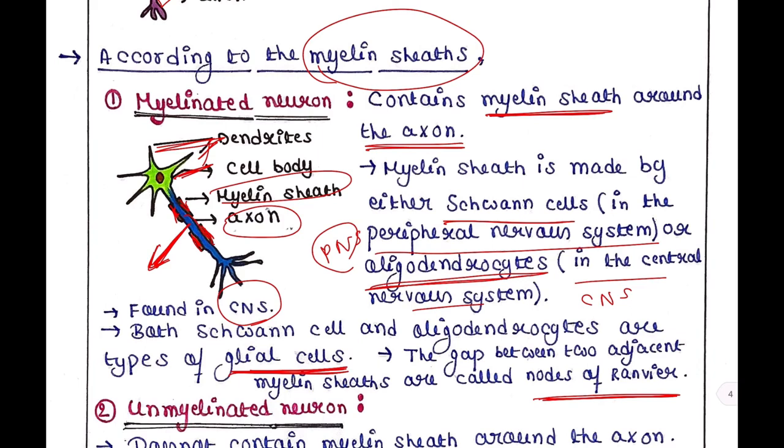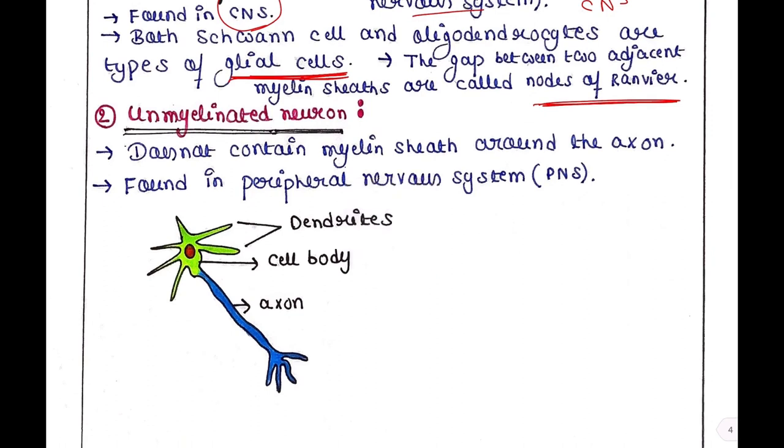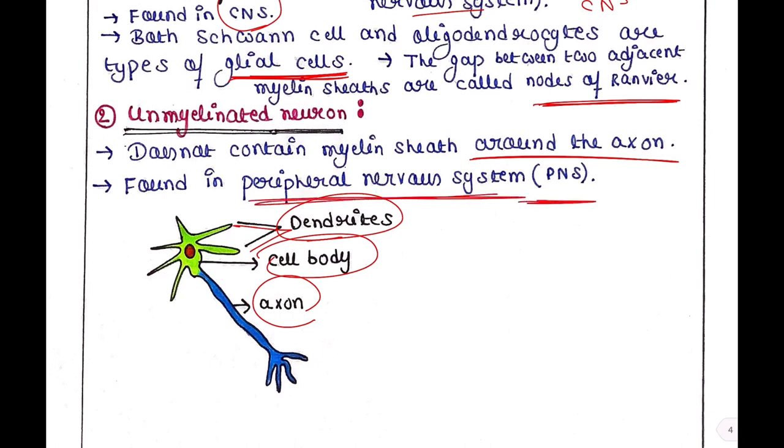The next one is the unmyelinated neuron. In this case it does not contain a myelin sheath around the axon. Myelin sheath is absent here. You can see the cell body, multiple dendrites, and the axon, and you will not get any myelin sheath. This type of neuron is found mainly in the peripheral nervous system or PNS. So that's all about the structure of the neuron.